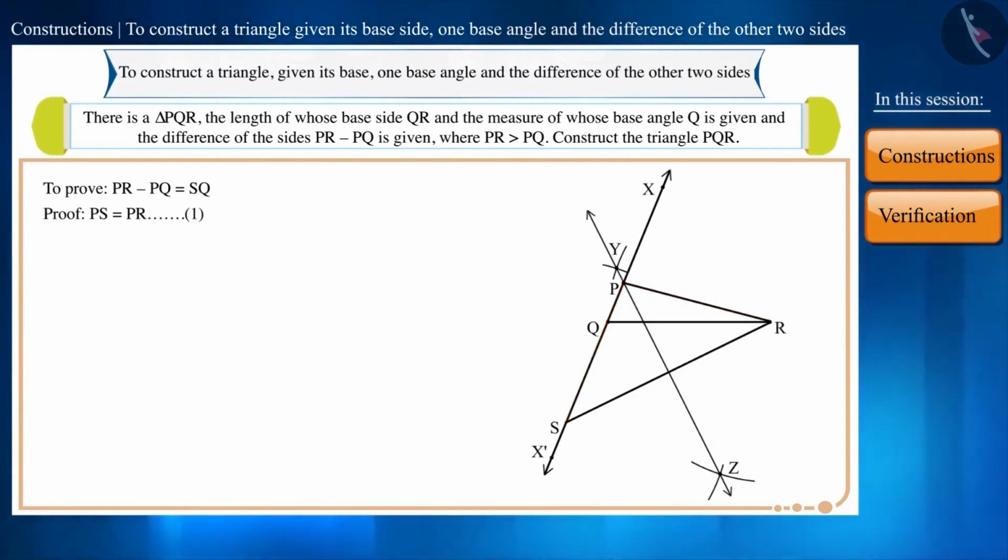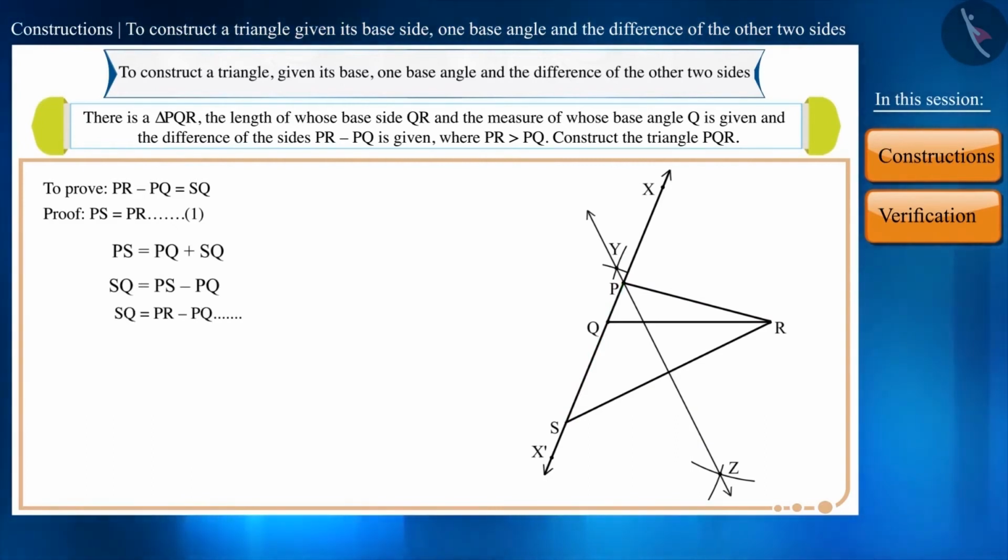And the line segment PS is formed by joining two line segments PQ and SQ. So PS equals PQ plus SQ. We can write it like this as well, or SQ equals PS minus PQ. Using equation 1, we can write it like this also. SQ is equal to PR minus PQ. That is, the length of side SQ is equal to PR minus PQ. Therefore, our construction is correct.